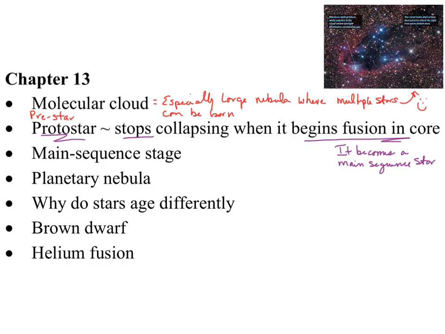Okay, and then a protostar will keep collapsing and it will stop collapsing when it begins fusion in its core, hydrogen fusion, and that's when it's a main sequence star. A main sequence star is what our sun is, and it's fusing hydrogen into helium. And this stage lasts the longest. Oh my gosh, painfully long.